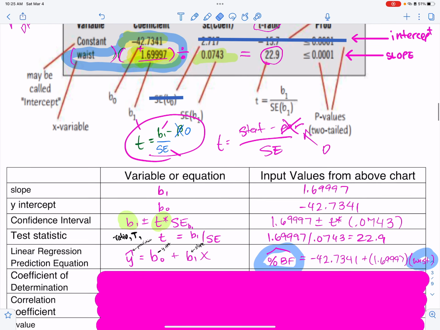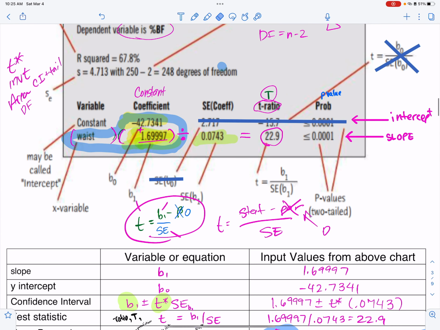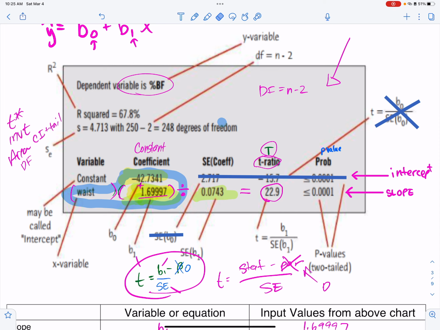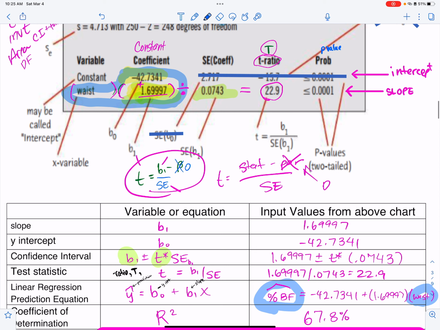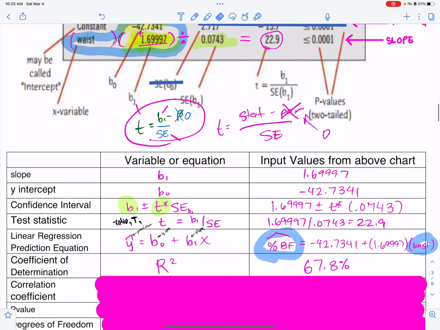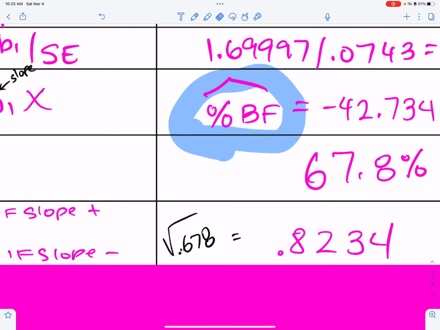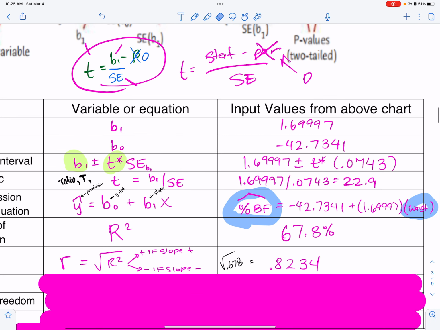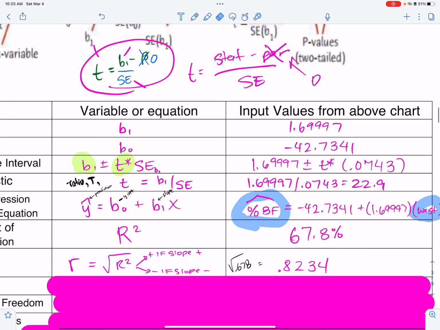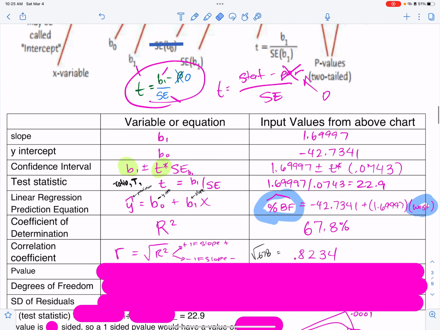Okay, the coefficient of determination, that's my R squared, and it's up here. It usually says R squared, or it has a symbol R squared here. The next one is my correlation coefficient, and the correlation coefficient is R. Remember, it's positive if the slope is positive, and it's negative if the slope is negative. Be careful, because whenever you take the square root of R squared, you're going to get a positive number. But if you have a negative slope, you're going to have a negative correlation. So double check what your slope is.